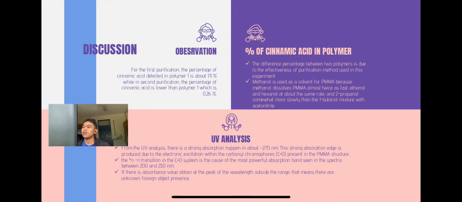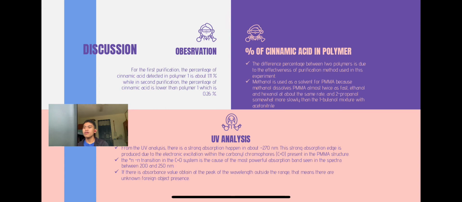Okay, so we take a look at the discussion in this experiment. The polymethyl methacrylate, or PMMA, that we use as a sample is contaminated with cinnamic acid, and we are going to look at the percentage of cinnamic acid present in both polymer 1 and polymer 2. The different percentage between these two polymers is due to the effectiveness of the purification method used in the experiment, because we use the same polymer and we run it through purification 2 times.